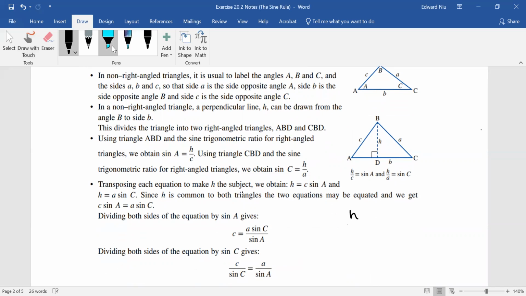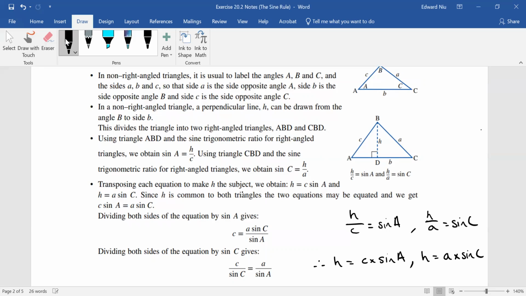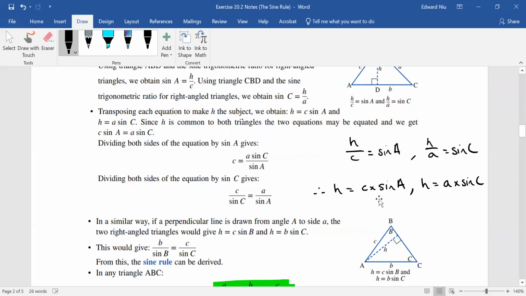So what we just spoke about was this, right? We've got H divided by C equals sine of angle A. So this angle is opposite divided by hypotenuse. And we can do that now because we've got two right angles. And then in right angle triangle 2, we've also got H divided by A equals sine C. So what we can do is move C to the other side in the first equation, and we can have C times sine A, and then A times sine C. And what you notice is we've actually got H is C times sine A, and H is also A times sine C.